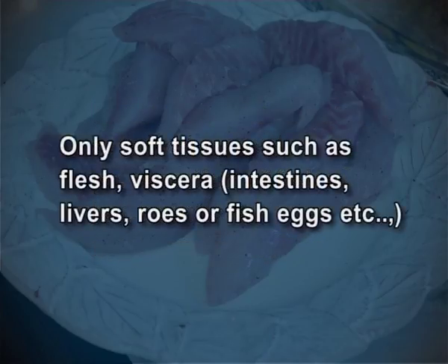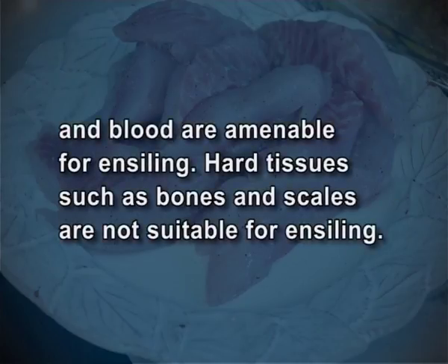Only soft tissues such as flesh, viscera, intestines, livers, roes or fish eggs, etc., and blood are amenable for ensiling. Hard tissues such as bones and scales are not suitable for ensiling.